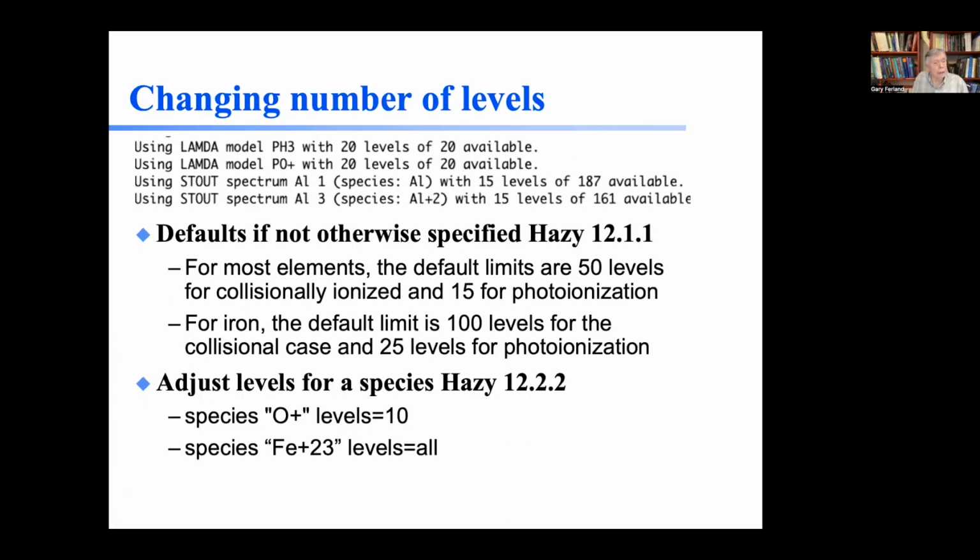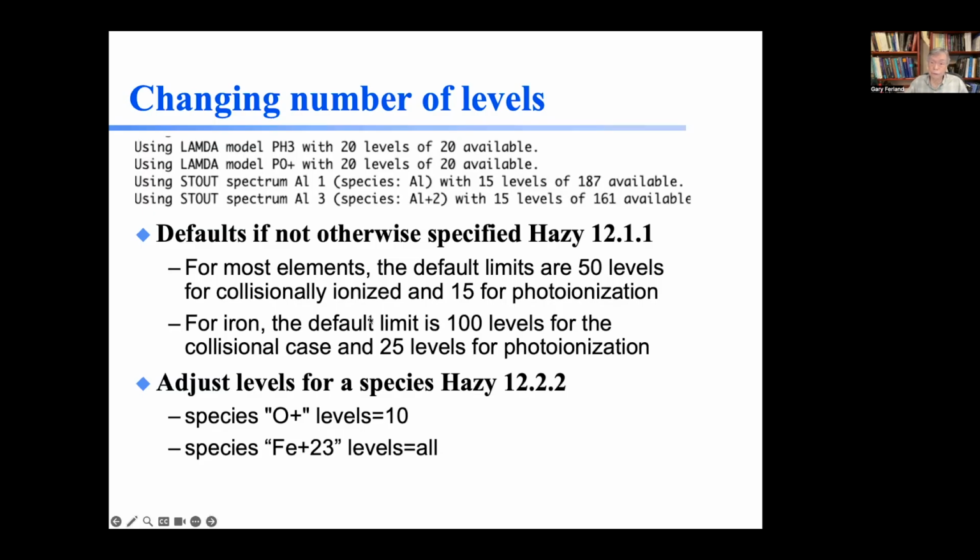So to do that, here's a tiny snippet of what we just saw, the Lambda and Stout databases for some molecules in aluminum. We have a default that's set up that's described in Hazy 12.1.1. For most elements, we use 50 levels if the model is collisionally ionized and 15 levels for the photoionization case. A photoionized plasma is very cold compared to the level of ionization that's present. It's photoionized, not collisionally ionized. A collisionally ionized plasma has a temperature that's about the same as the ionization temperature because it is collisionally ionized. So for a collisionally ionized plasma, much hotter, you can excite many higher levels. We include more levels for those cases.